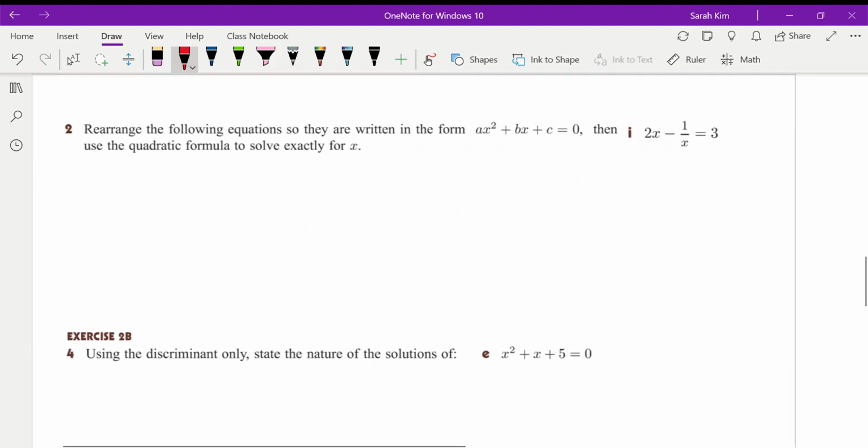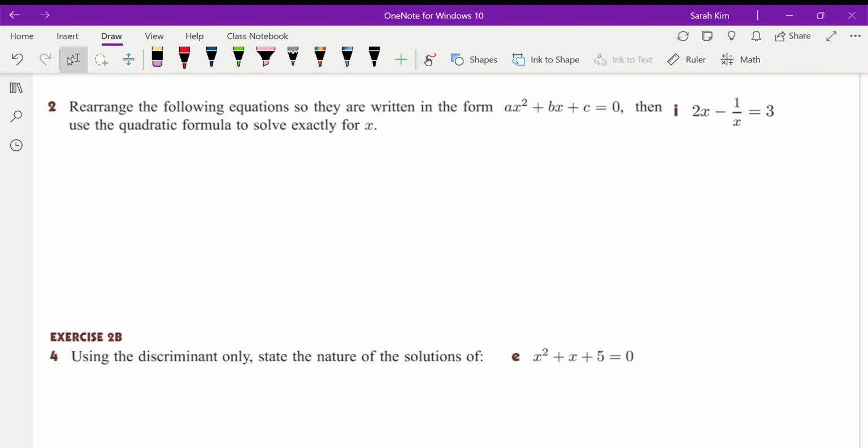Okay, now we have to rearrange the following equations so they are written in the form ax squared plus bx plus c, then use the quadratic formula to solve exactly for x. Again we've got a fraction, so we have basically 2x divided by 1. Then we need to add these fractions together, so we want the denominators to be the same. The easiest way is to multiply them, so times this by x, times this by x. So we have 2x squared, and then I've got an x, and then I've got to take 1 equals 3. Make that a fraction, and then we cross multiply.